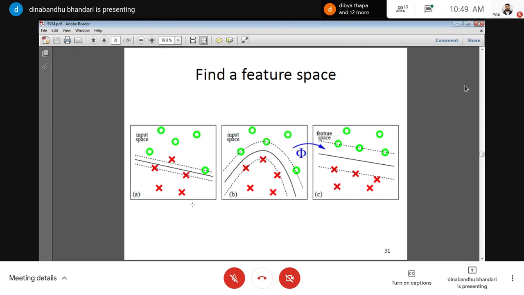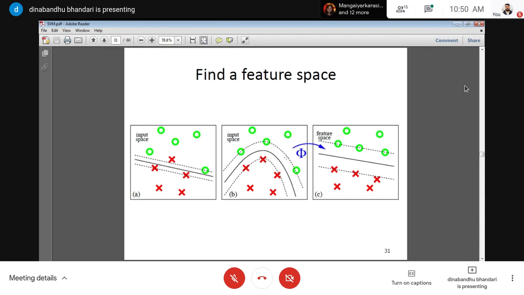Now, in this particular case, suppose we have this data in the input space. As you can see, there is no line you can find to separate these 2 classes. Maybe a line like this will be there, and there will be one error. But it is always possible to find a curved line like that. Here we can get a very nice avenue with a very reasonable amount of margin, and we can find this particular boundary. Now this is the input space.